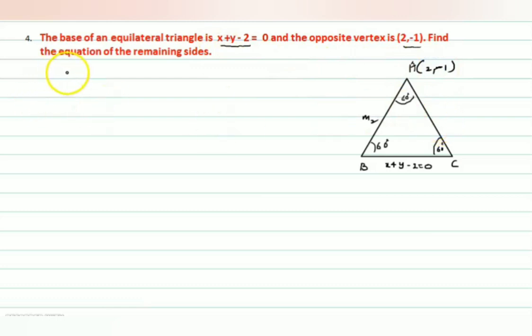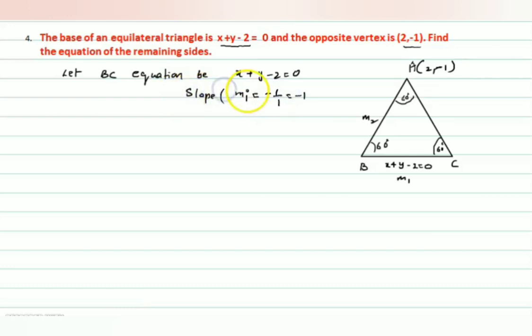Let BC be the equation of the line. Let the equation be x plus y minus 2 is equal to 0. I consider this as m1, the slope of the line, and the other has a slope of m2. The angle between these two lines is 60 degrees since it's an equilateral triangle. So the slope m1 is equal to minus a by b, that is minus 1.